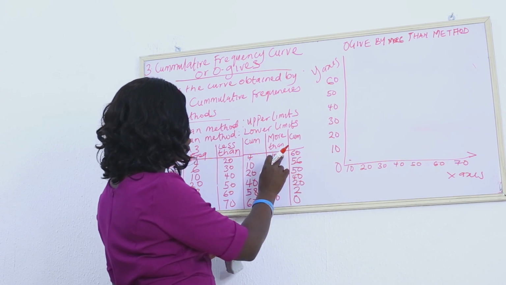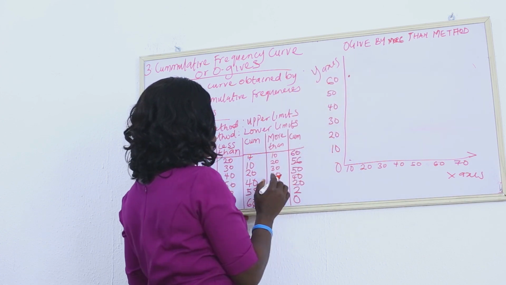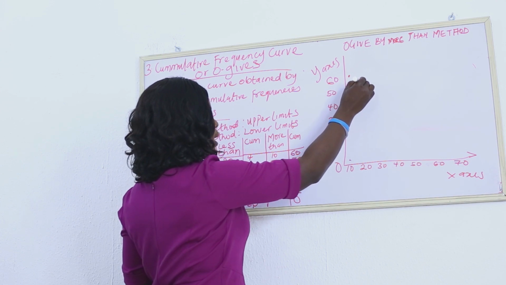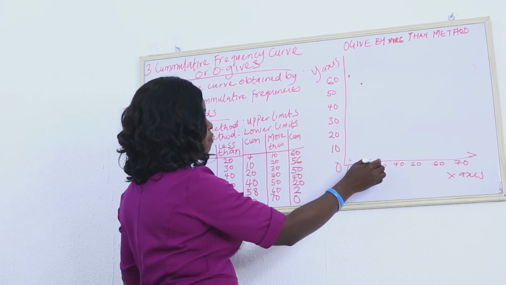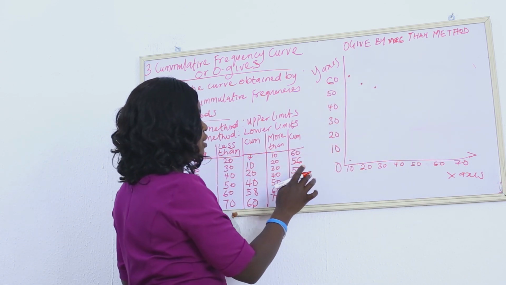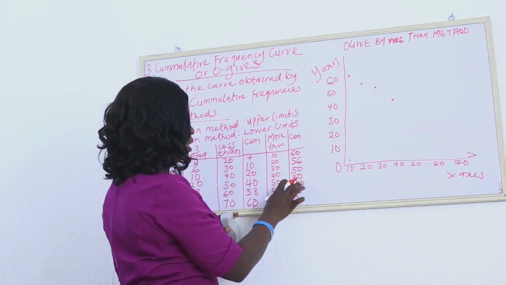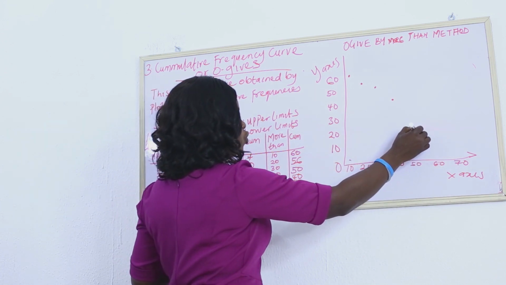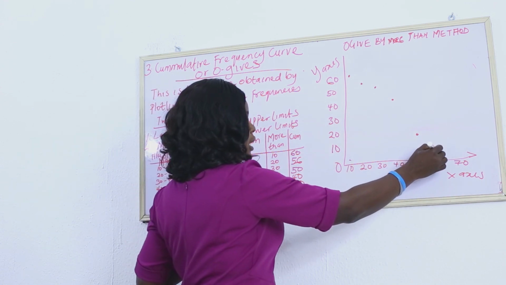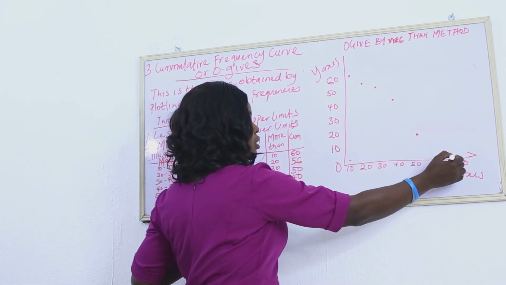Starting from the first one, 10. What do I have at 10? It is 60, so I mark at this point. The next one is 20 and it's 56, so I mark at this point. The next one is 30 and it is 50, I mark at this point. Then the next one is 40 and it is 40, I mark at this point. Then the next one is 50 and it is 20, I mark at this point. The next one is 60 and it is 2, which should be around this point. Then the last one is 70 and it is 0, so 0 will be on this point.